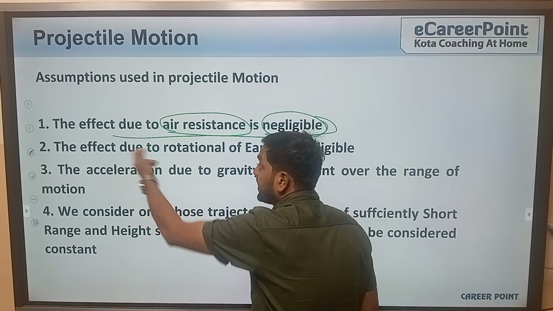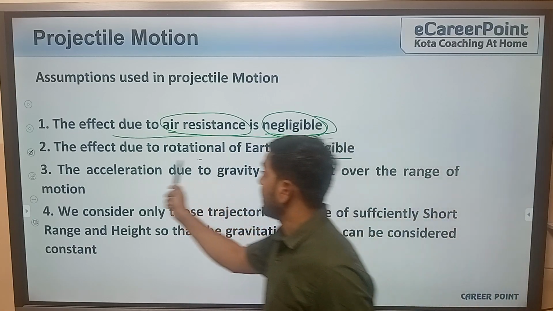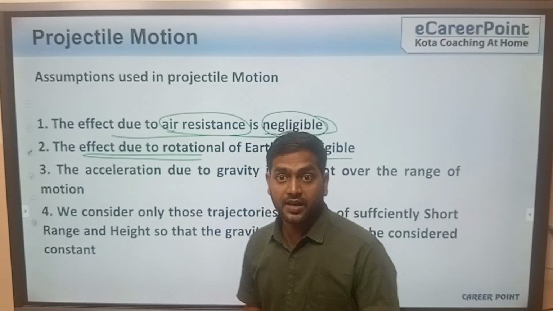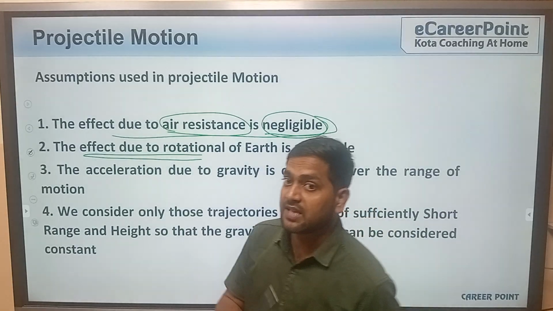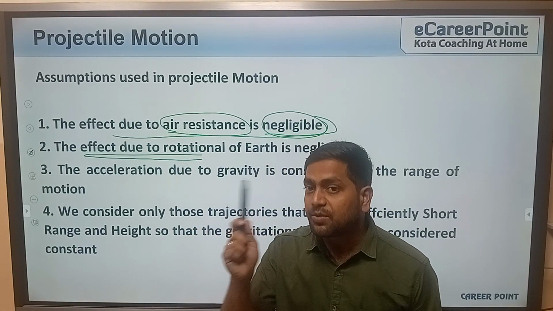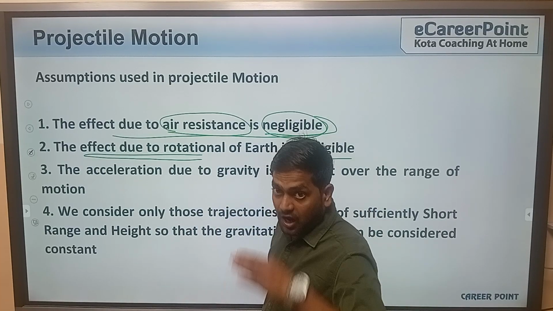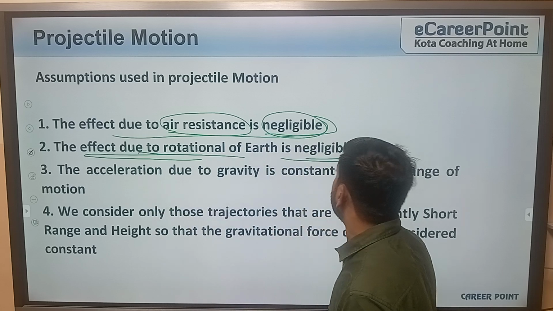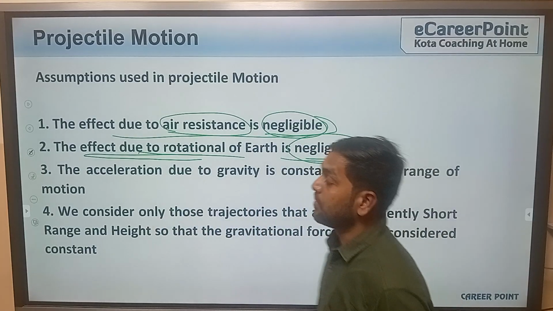Next, the effect due to the rotation of the earth is neglected. The earth is rotating, right? Then what happens at the time? If it is rotating, that means the object is also rotating. So for that reason, we think that the effect due to the rotational motion is to be neglected here. Okay.